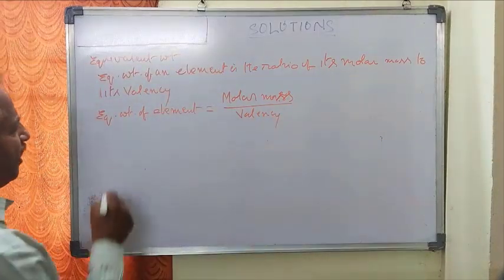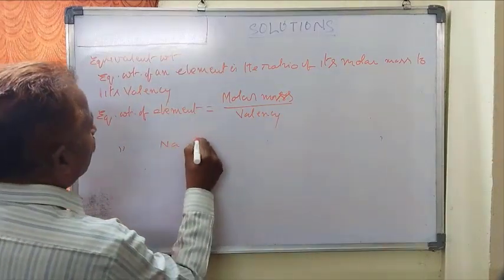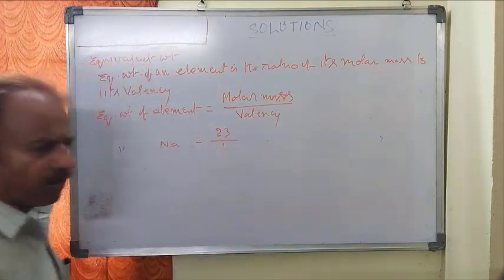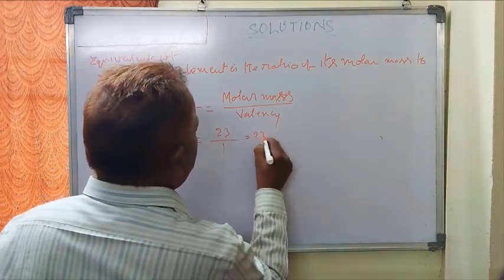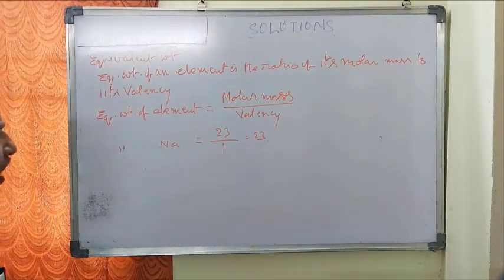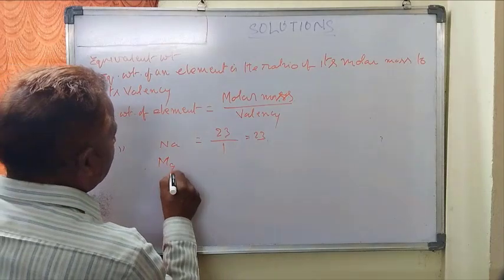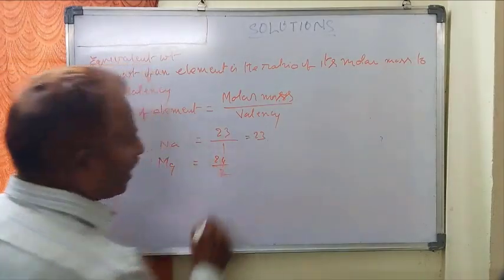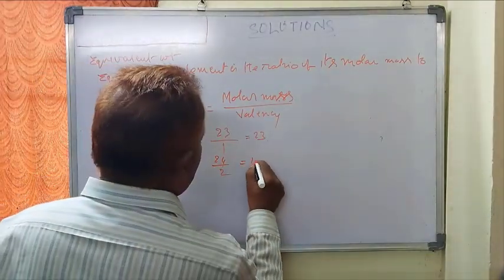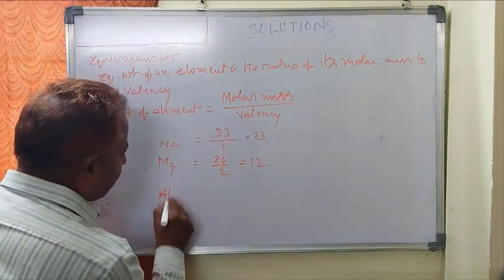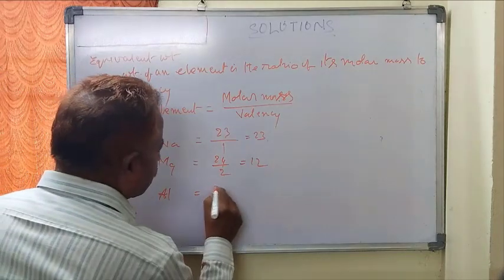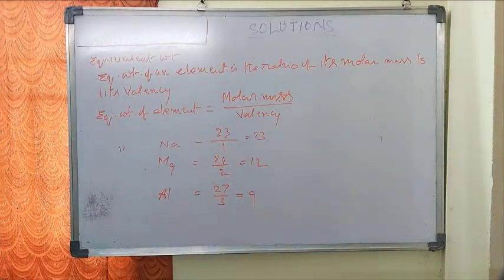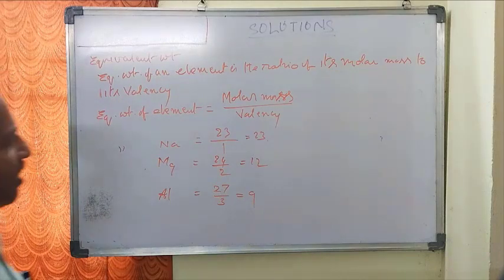Now, equivalent weight of sodium. What is the molar mass of sodium? 23. Its valency is 1. So 23 by 1 is 23. In the same manner, equivalent weight of magnesium equals molar mass of magnesium, 24, by its valency 2. Therefore it is 12. In the same way, equivalent mass of aluminum is 27 by 3 equals 9. So that is the equivalent mass of elements.